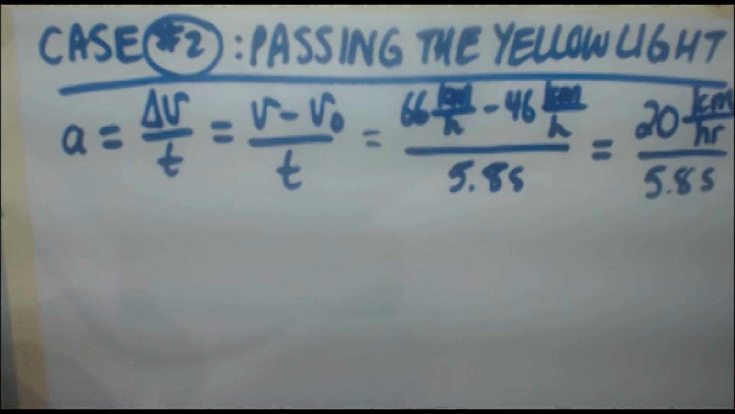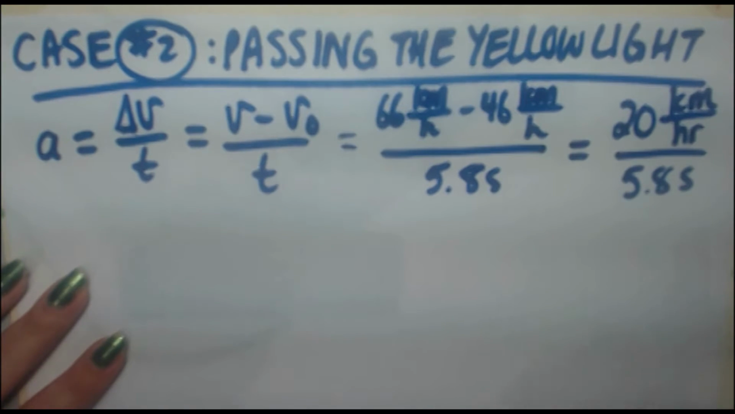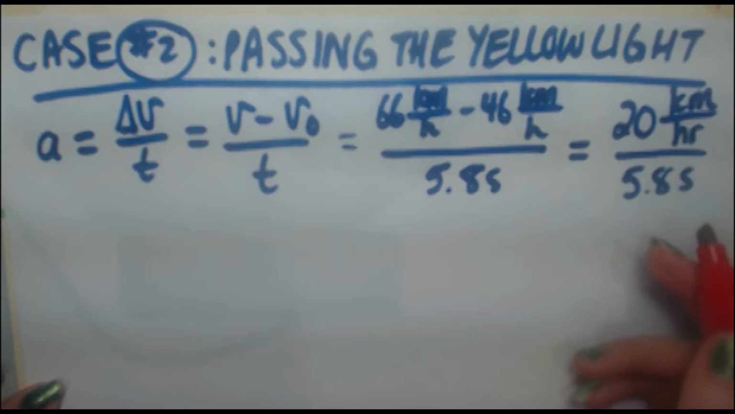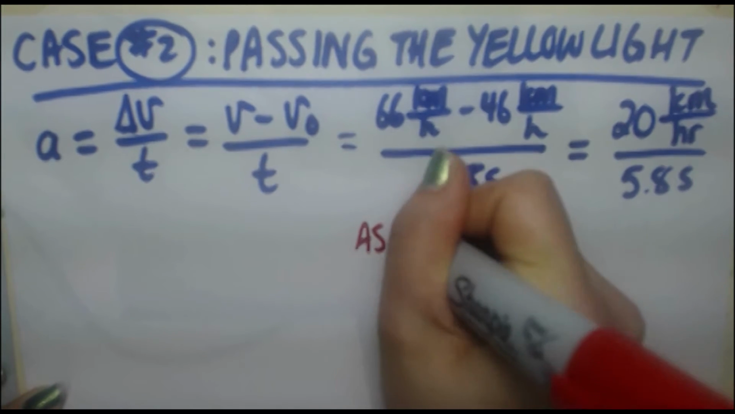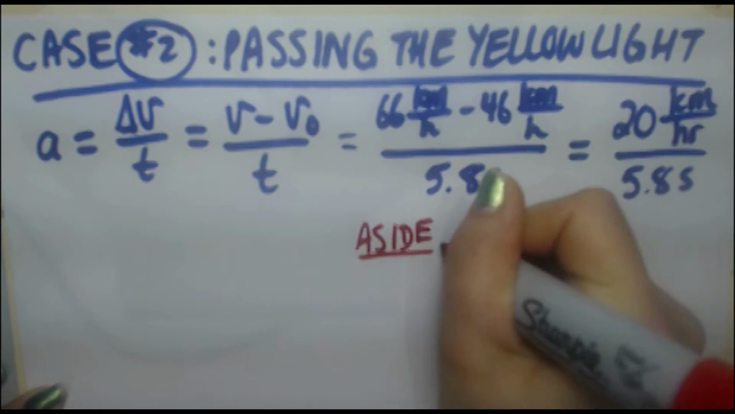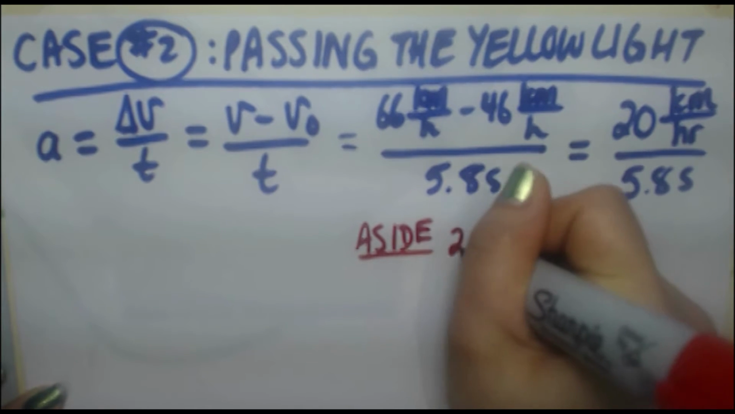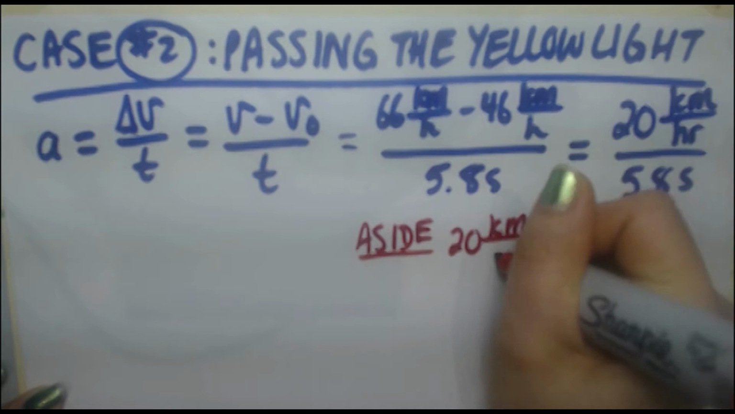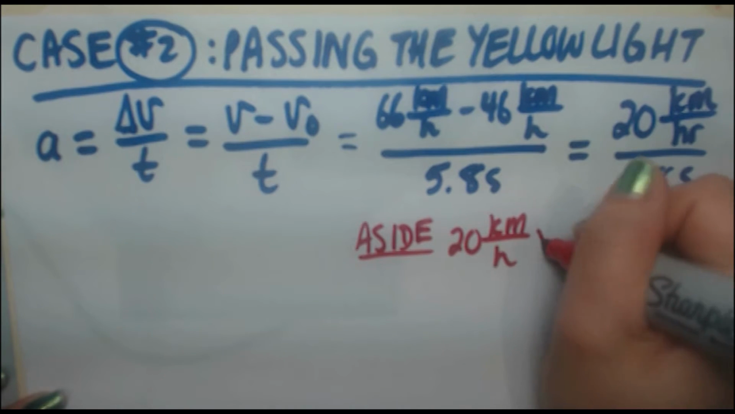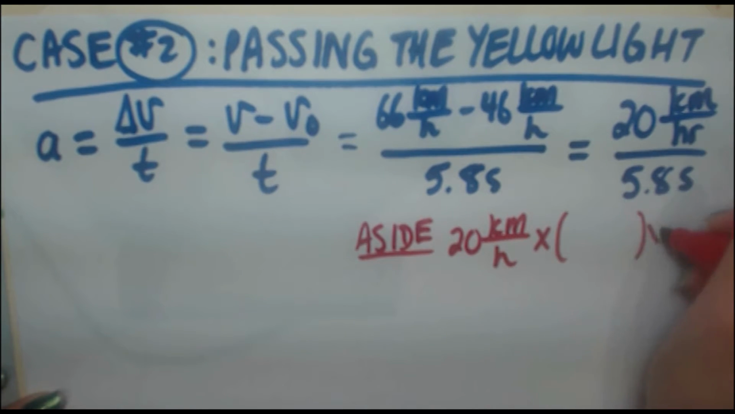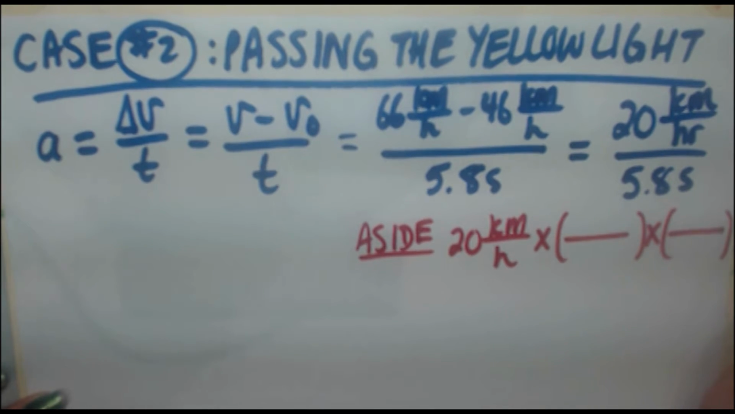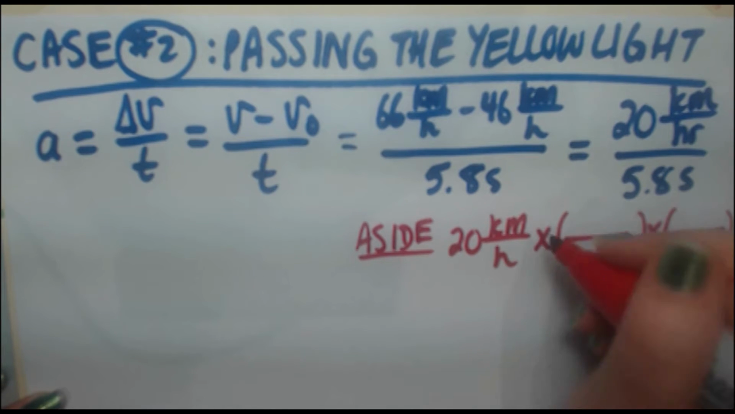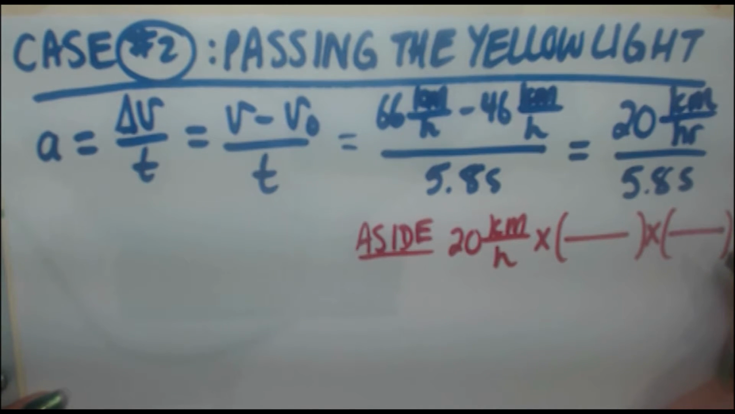Okay, now on the side here, I'm going to just convert. Okay, so let's do that here actually. Okay, so aside, 20 kilometers an hour. Remember, to get rid of units or to change units, you have to multiply by 1. I'm changing 2 units here, so I multiply by 1 twice. Okay, I'm trying to get rid of kilometers. I'm trying to make it meters.